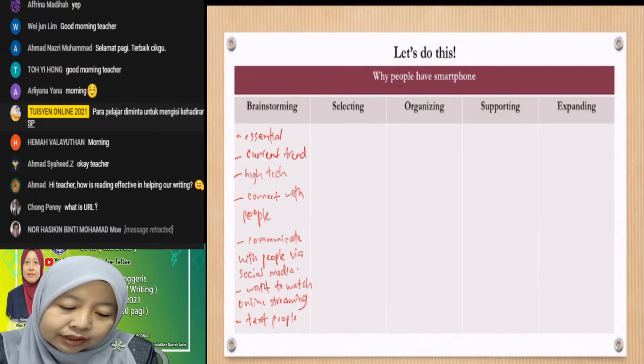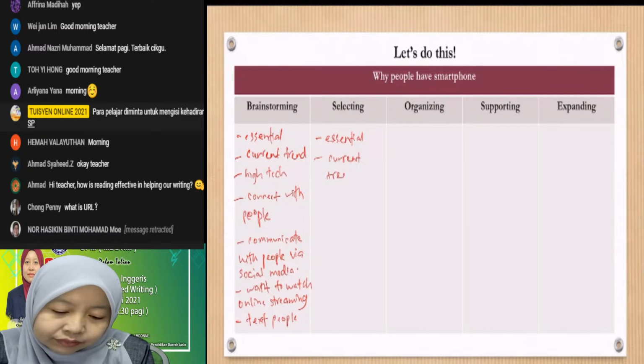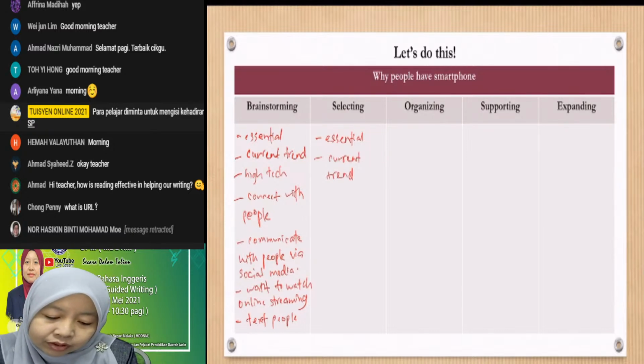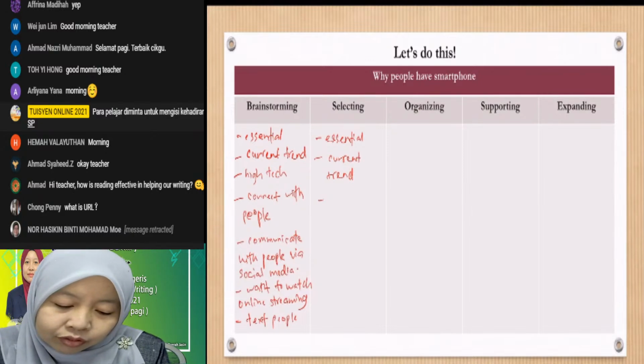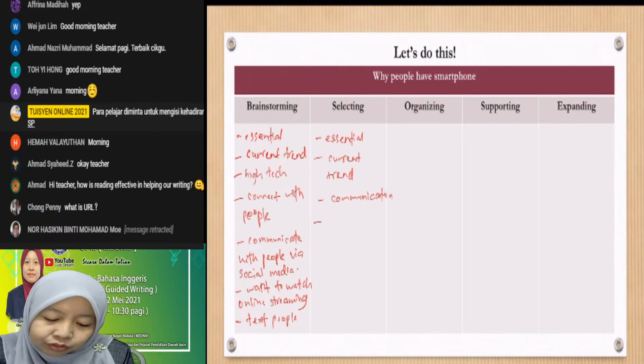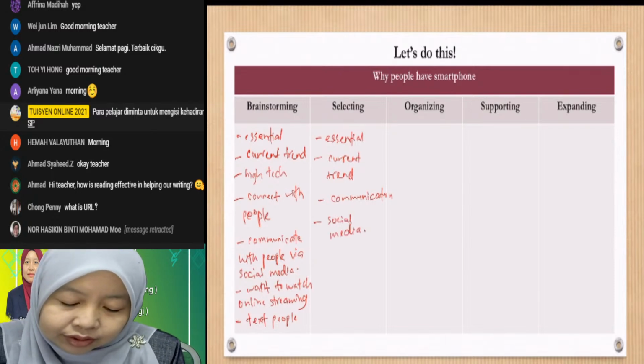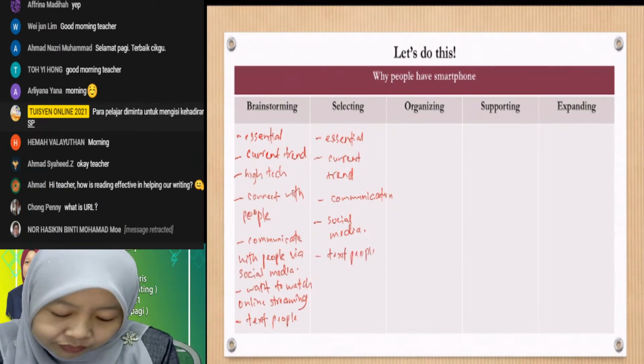So I will choose essential, okay, because I think I can put it in my elaboration. Why is this essential for people? Because they are following current trend. Yes, I want to use this. So people have smartphones because they want to connect with people, or they want to communicate with people. They use handphone for communication. How? Using social media. How? They can text people. So that is the way to make them stay connected with others.